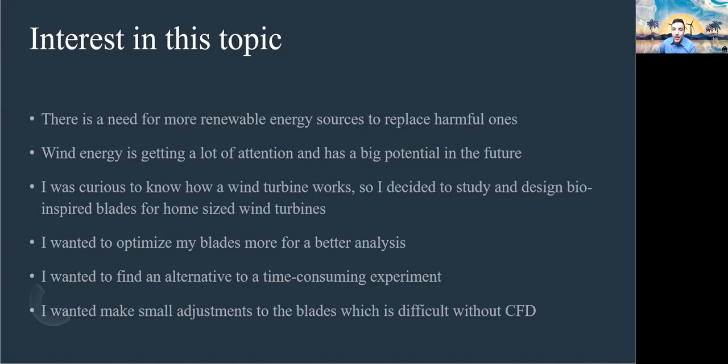Also, my interest is because I was always curious to know how wind turbines worked and how everything behind just the fan worked. So a better way to do that other than conduct an experiment or a study. Also, I wanted to optimize my blades for a better analysis, and also wanted to find an alternative to a time-consuming method, which is CFD. I also wanted to make smaller adjustments to my blades that are very difficult to do physically, but in CFD it would be easier.